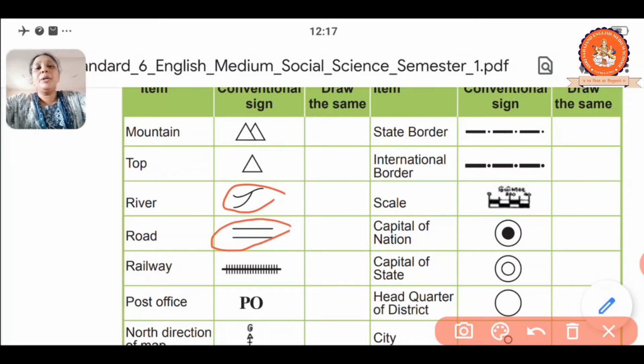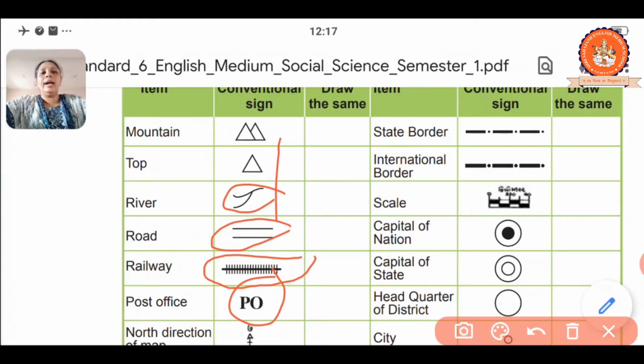This is a picture of these things, it's called a conventional sign. By the picture we will show anything, and it's called a conventional sign. This is made by men. Okay, railway: if you are going near a railway station, they give this sign, that means a railway station is nearby you. This is a post office. Okay, those are the signs of state borders, international borders, capital of a nation, headquarters, cities. They all are conventional signs.